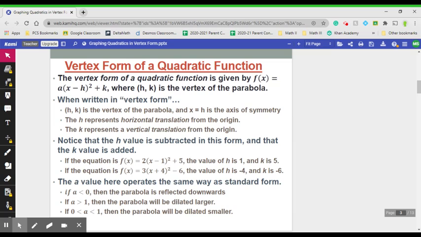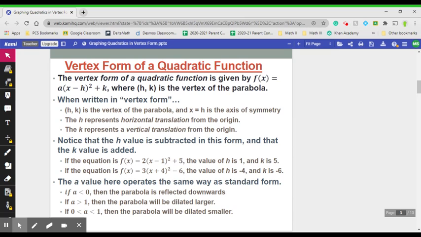Compare that to the bullet point underneath it, where we have a positive 4 here and a minus 6. Because h is going to end up being the opposite, h is actually going to be negative 4, meaning it would go left by 4 spaces, and k is going to be negative 6, meaning it went down by 6 spaces. The a values here are going to be the same as they were in standard form.